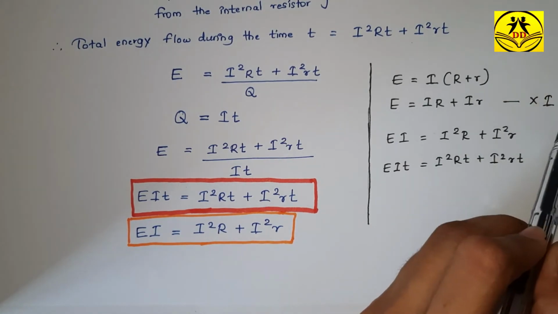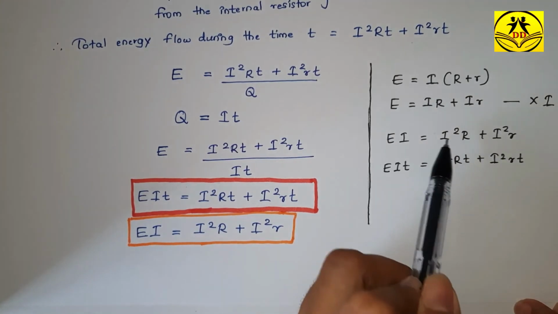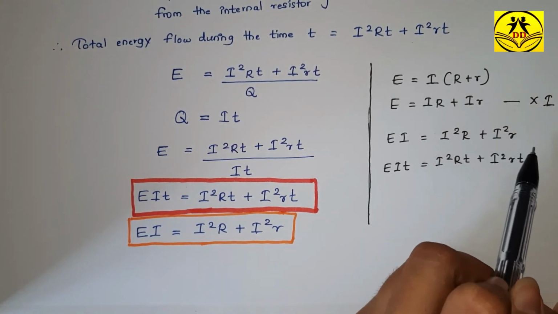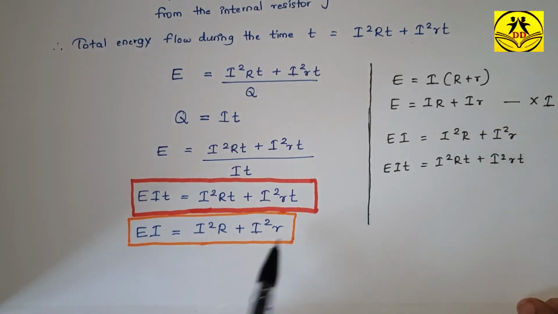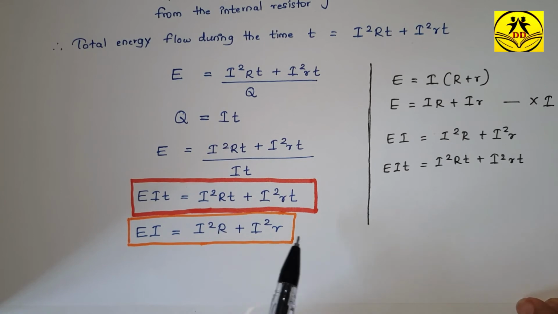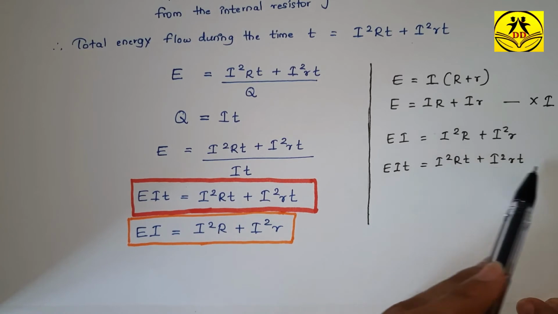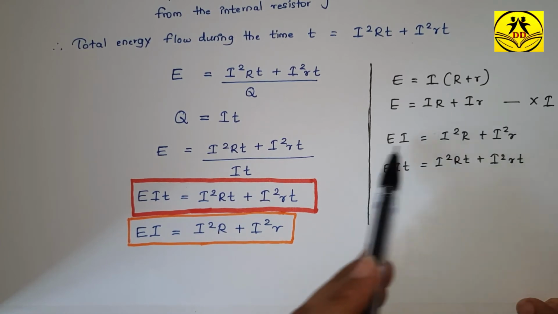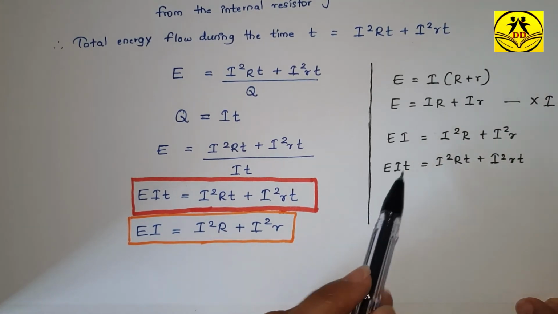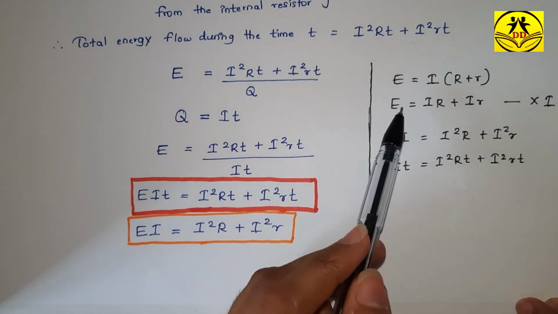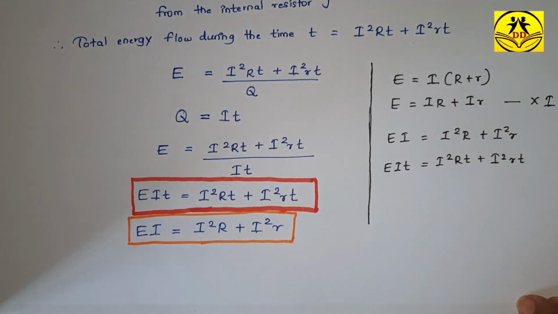If you multiply this equation by capital I, what you're going to get is EI equals I squared R plus I squared simple r. So what is this? This is the relationship for the power generated in a simple circuit. Power, and when you multiply that equation by the time t, you will get the equation for energy. So you can derive these relationships by this method as well, but this is the logical method of deriving it.